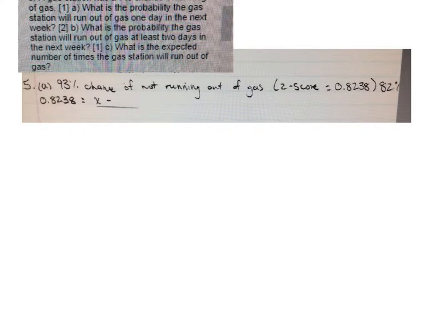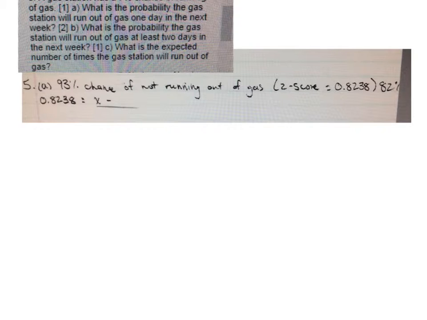Starting with question 5, a gas station has a 7% chance of running out of gas. So starting with the first part of the question, what is the probability that the gas station will run out of gas one day in the next week? So 1 out of the 7.